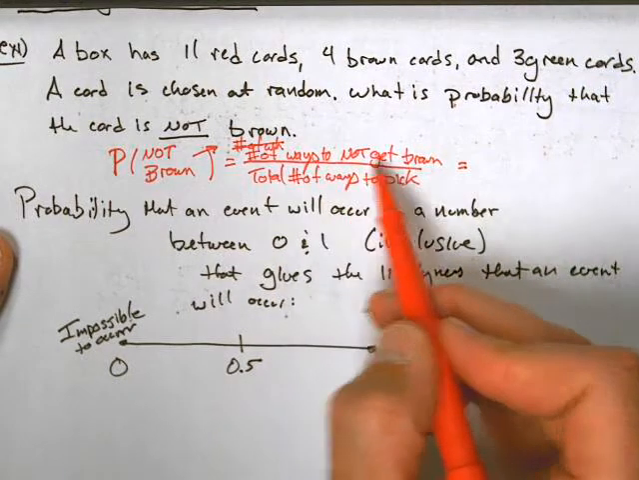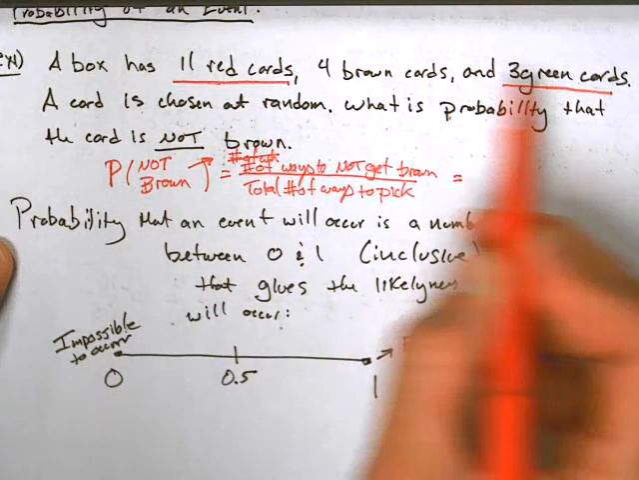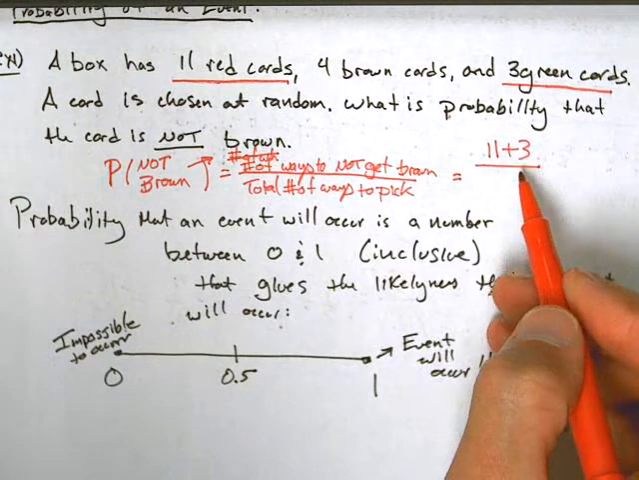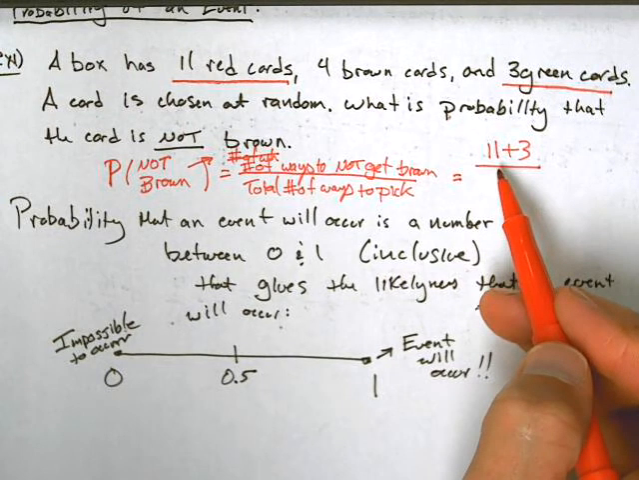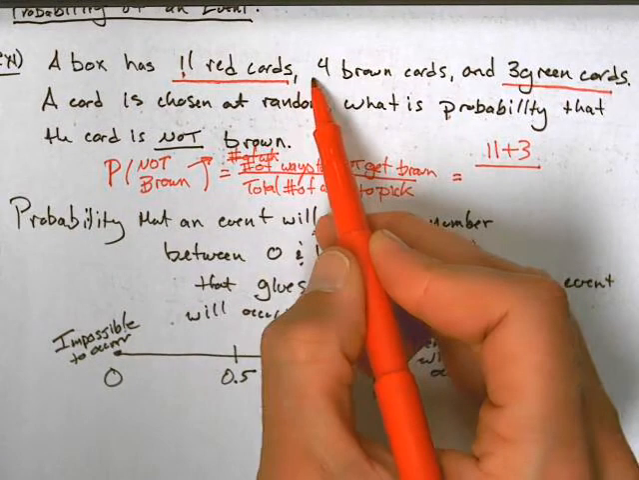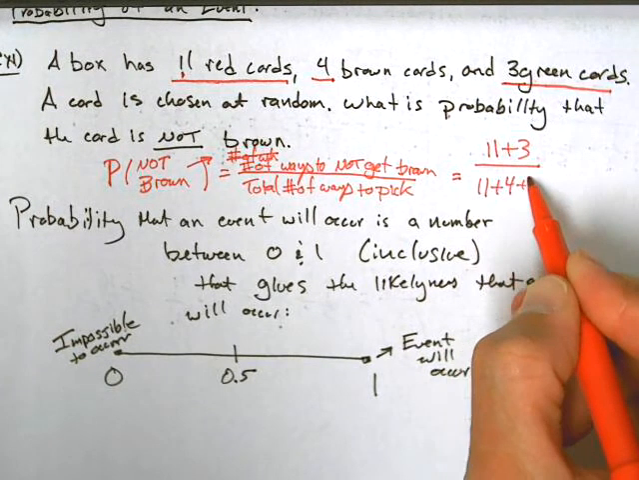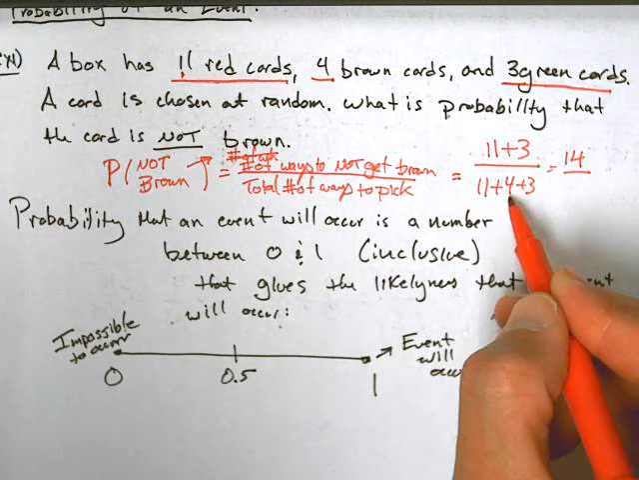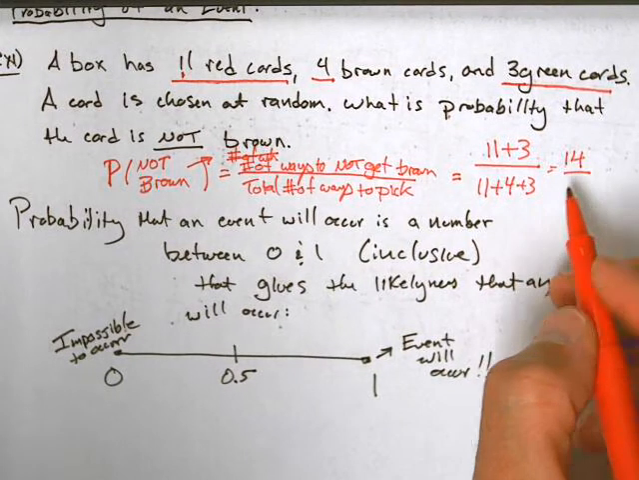So the number of ways to not get a brown, if you think about it, there's 11 red, there are 4 brown, but there were 3 green. So that leaves 11 plus 3. So 11 plus 3 is my numerator because there's 11 reds and 3 greens. That's how many ways I could not get a brown, right? Now, in the bottom is the total number of ways I could pick. Well, totally, there's 11 reds, 4 browns, and 3 greens. So it'd be 11 plus 4 plus 3. So the numerator is 11 plus 3, that'd be 14. And then in the bottom, 11 plus 4 is 15, plus 3 more, that'd be 18.